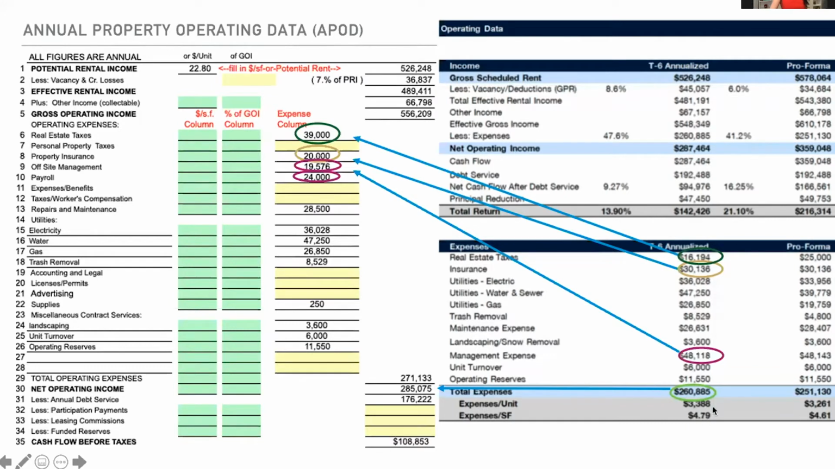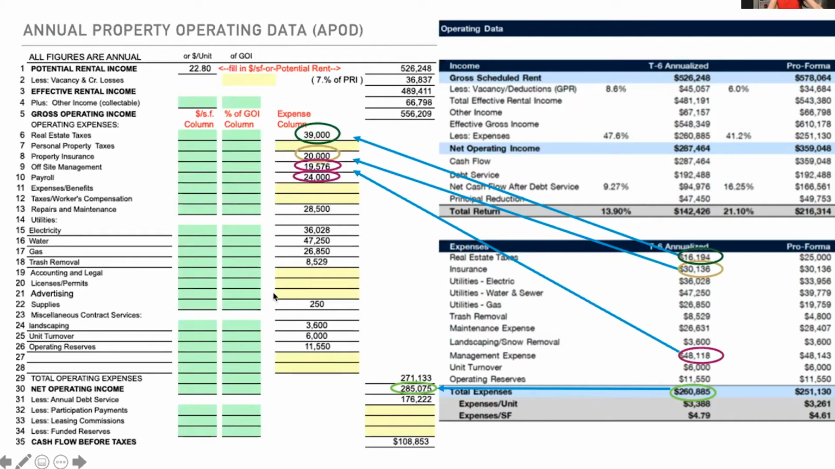Lastly, you see the difference between our number and their number: their total expenses are $260,000 and ours is $285,000. So you see that there is a difference between their numbers and our numbers. And this is why you have to run this annual property operating data sheet, to make sure that you have put in the right assumptions there.